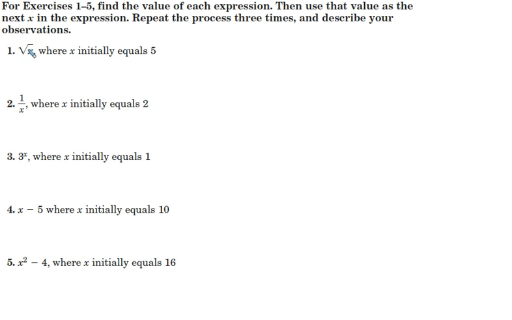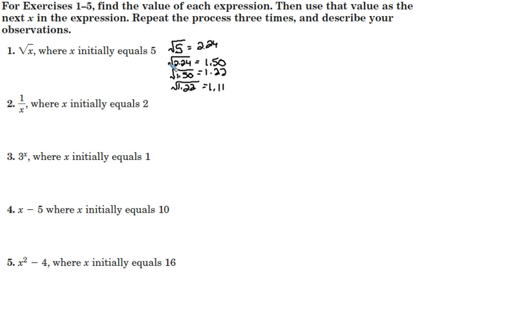Okay, so for number 1, the function is square root of x, where x initially equals 5. So what we'll do first is plug 5 in. Square root of that is approximately 2.24. So next, we do that 3 more times, as it says. We'll take the square root of each of those. Square root of 2.24 is about 1.50. Square root of 1.50 is approximately 1.22. And the square root of 1.22 is approximately 1.11.